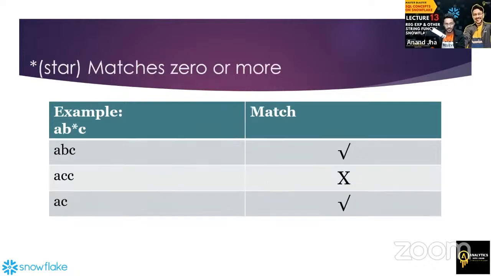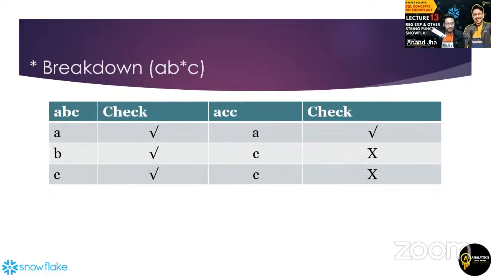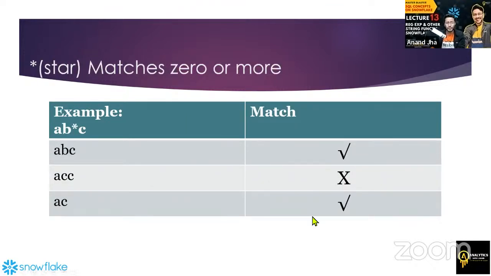Zero or more. So AB have to be present here? No, AB doesn't have to be present here. Why does AB have to be present? AC is also working. Wait, something is wrong in the PPT. Achha, this has to be AB. Sorry, you guys are correct. I didn't notice that it is C. By mistake, this PPT has not been updated. This has to be AB.